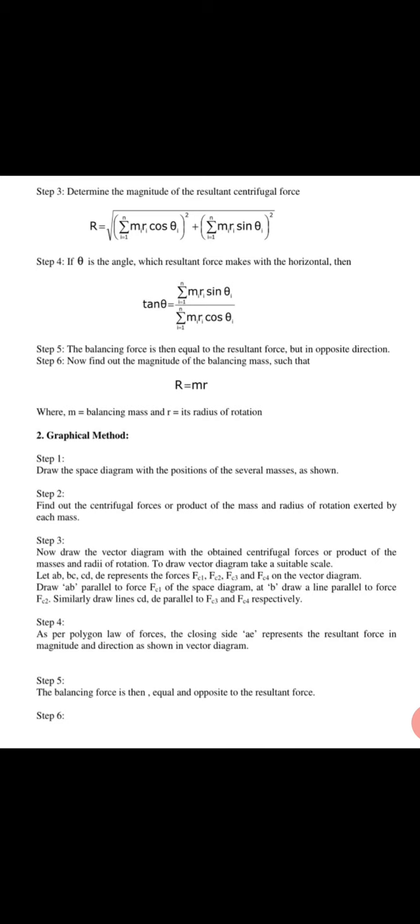Or in other words, the square root of the summation of the horizontal component whole square plus the vertical component whole square. Step 4, the angle theta at which the resultant force acts, we can find by tan theta equals the summation of mi ri sin theta i over the summation of mi ri cos theta i.